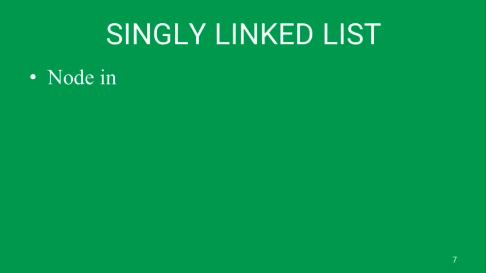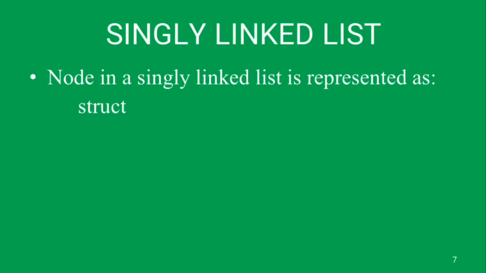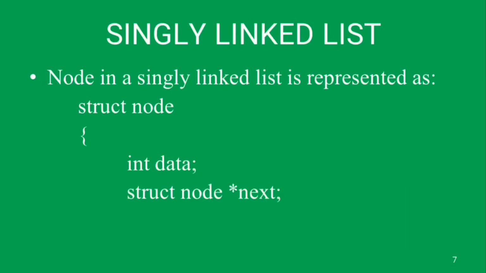Now the code for single linked list is represented like this. So let's say we have got struct node, that is what is present inside the node. First we have the data, and the data type for data is integer, and the next struct node is star next, that is the address of the next node. Okay, so this is the basic structure we write in code.